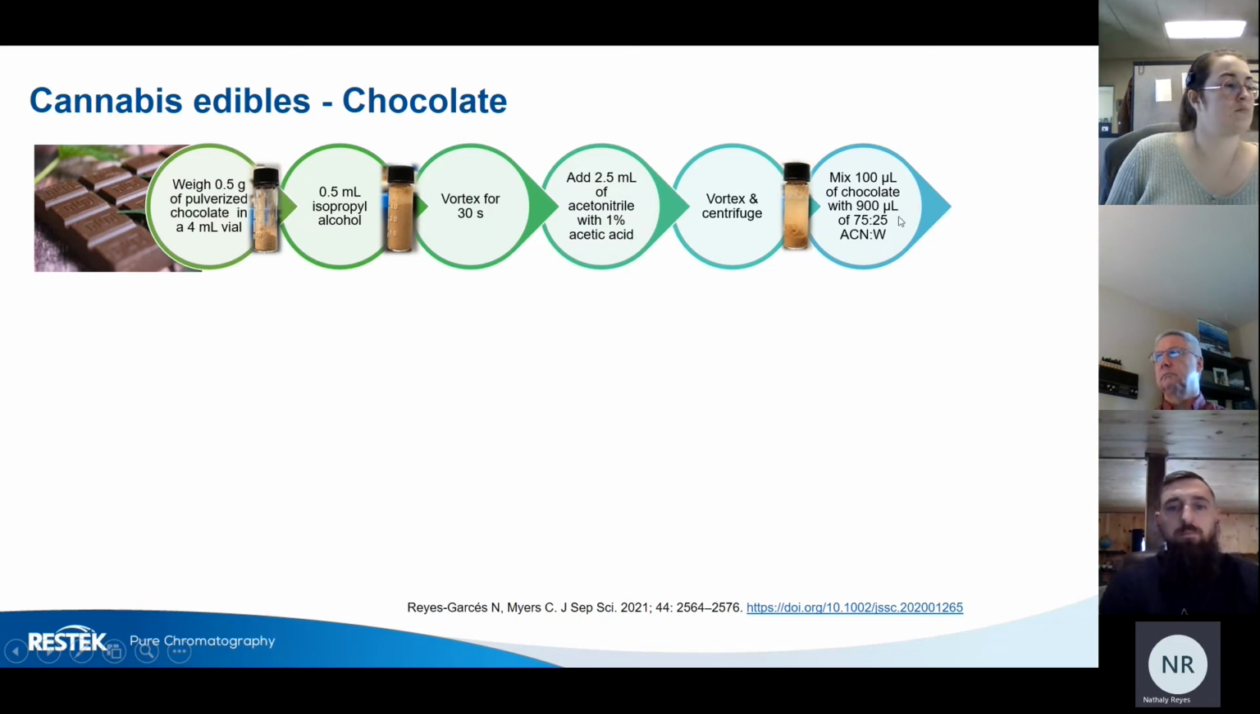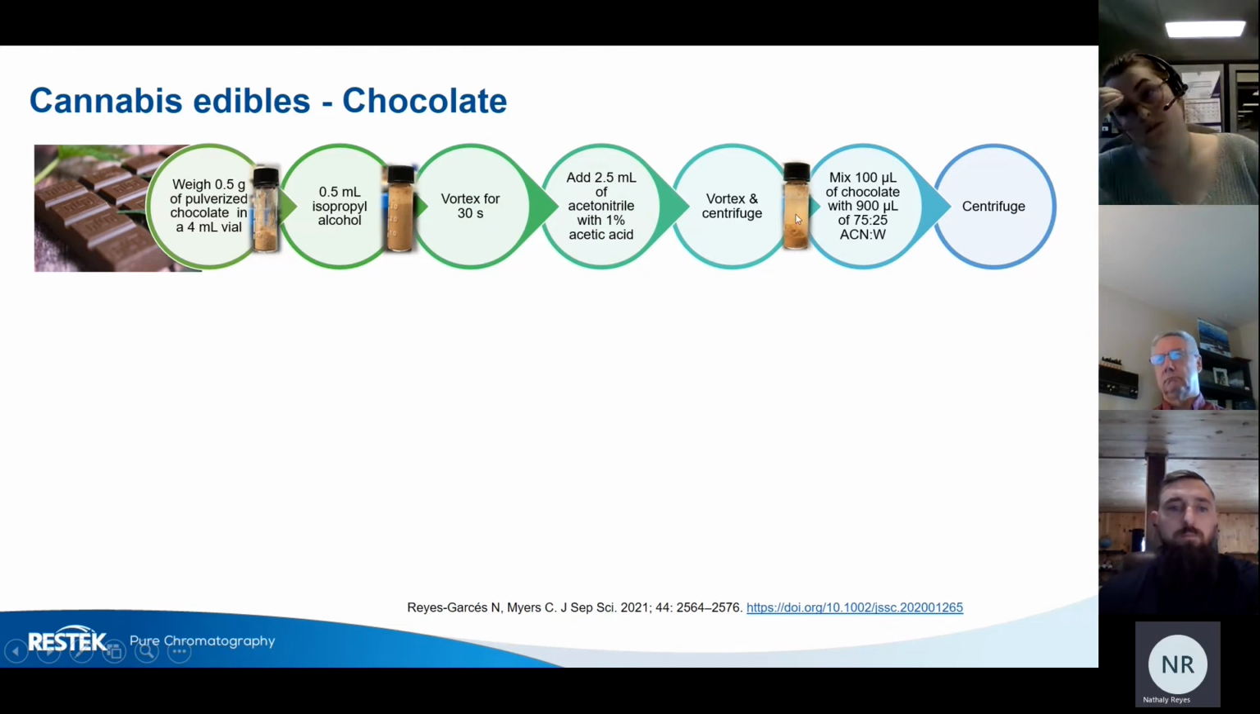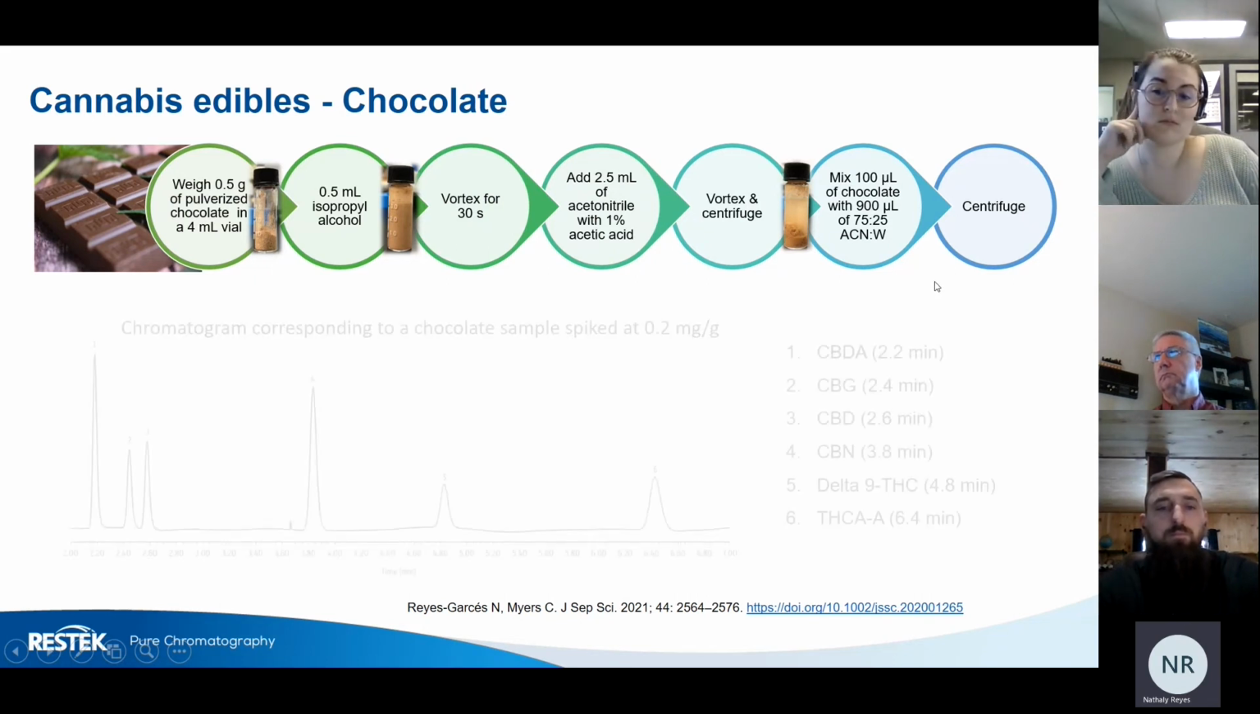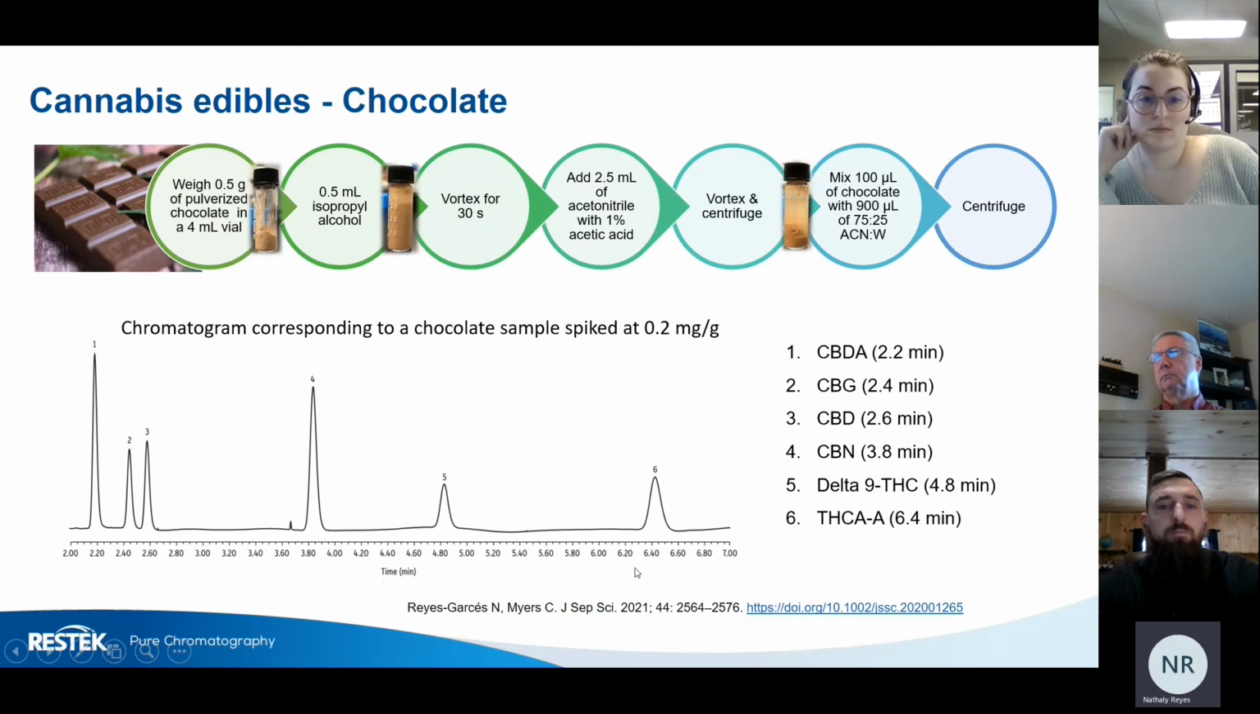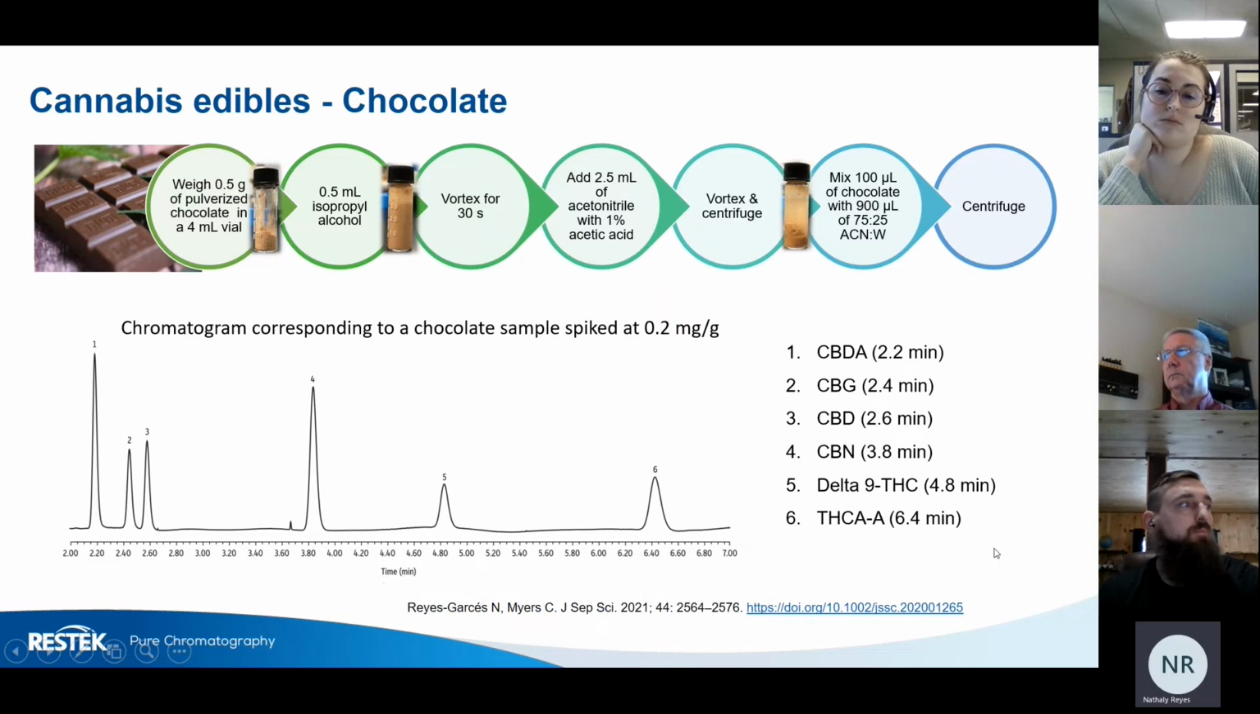So we took an aliquot and we mixed it with 75-25 ACN water, and we centrifuged. This step was really important because that helped us precipitate fats that were solubilized in the supernatant and allowed us to get a much clearer extract. Here we have a chromatogram obtained after spiking chocolate with cannabinoids at a concentration of 0.2 milligrams per gram. And these are the 6 cannabinoids that are listed in California regulations.